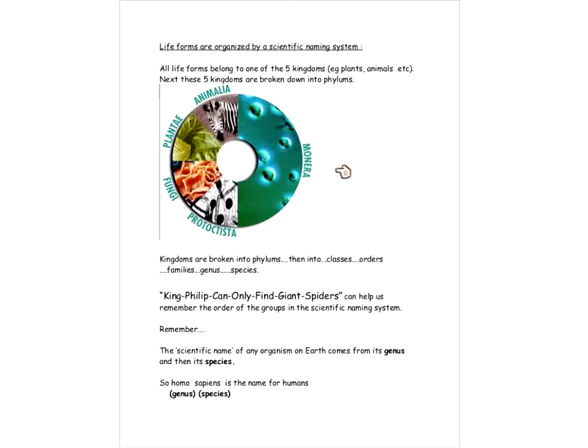Okay, so we're getting more specific, right guys? And this is just something I came up with. King Philip can only find giant spiders. Doesn't really make a whole lot of sense. You might find another one that's better out there. But basically it helps you remember that we start with kingdom, which is not very specific. We get to phylum. The P stands for phylum. That's a little more specific, and you go all the way down to species, which is the most specific, right? Okay? So that's all that helps you to remember. King Philip can only find giant spiders.